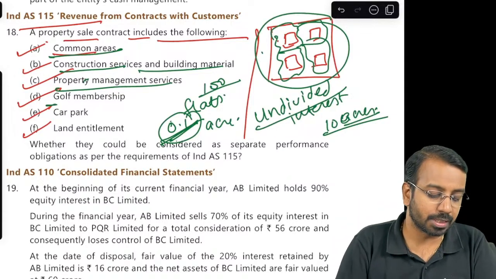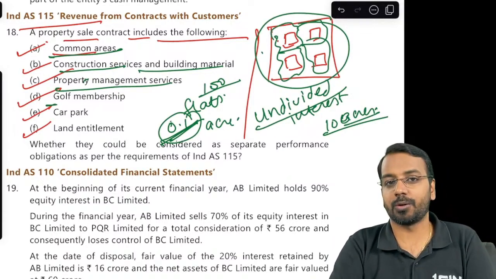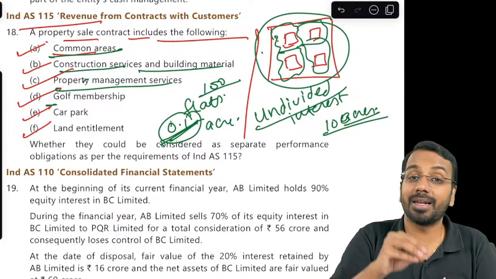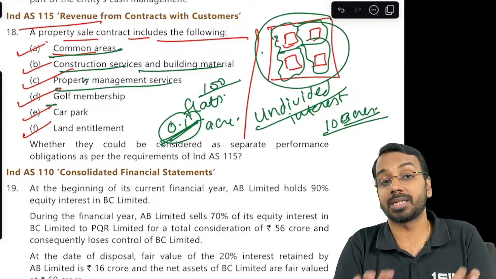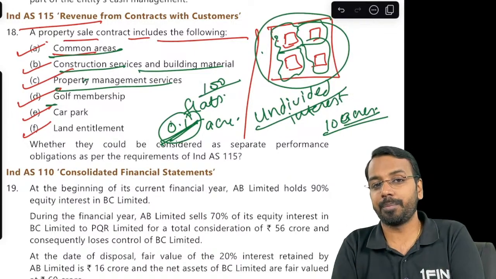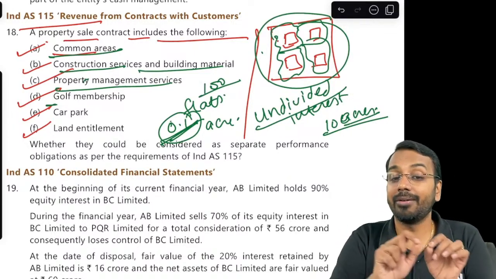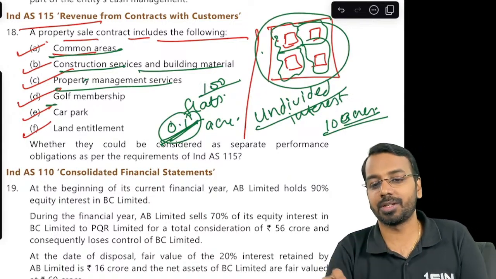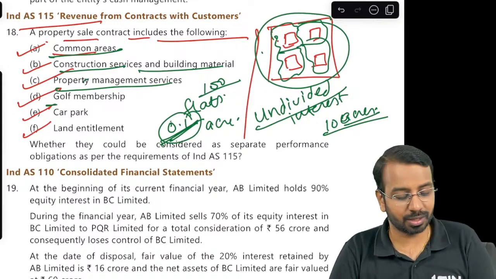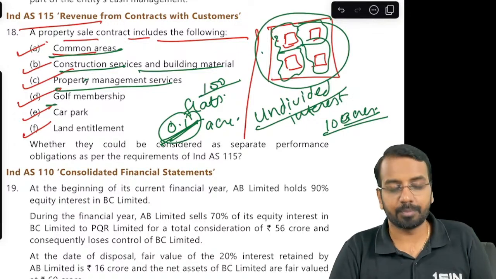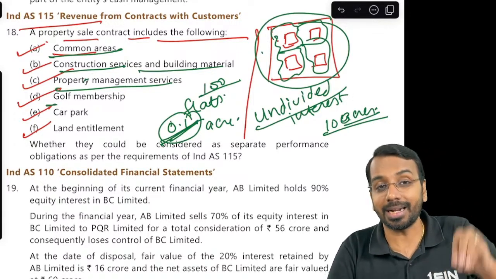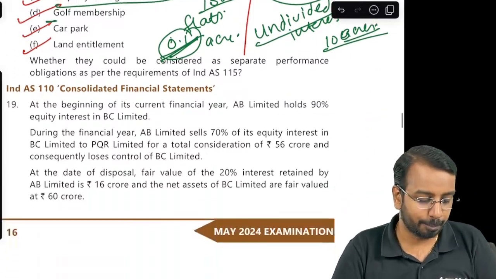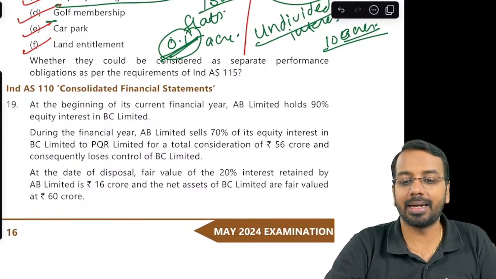But a lot of times what happens is these property management services, also in the initial period, are mandatory and bundled. But these are related to separate promises. I will transfer the flat, I will also provide property management services. So that is a separate performance obligation. Same way, golf membership, that is again a separate performance obligation because the customer can enjoy that separately. Okay, then car parking and land entitlement.